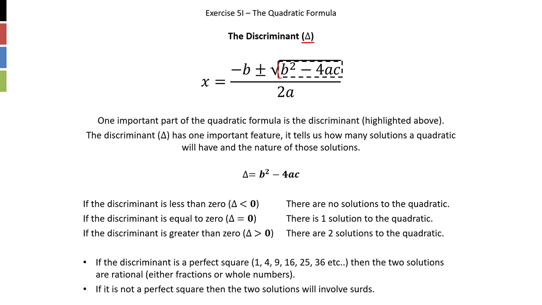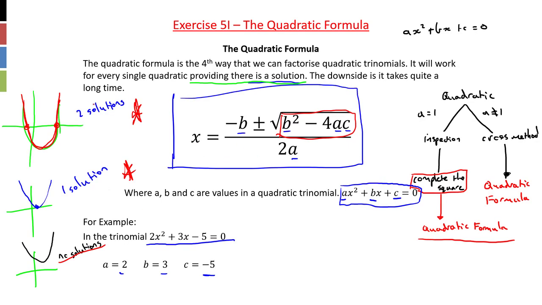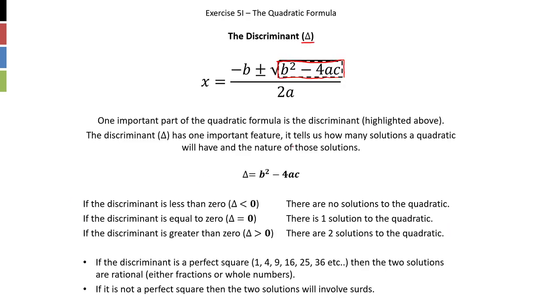So here, this bit here, b squared minus 4ac, is called the discriminant. It tells us, as I was talking about over here, if we're going to end up with two solutions, one solution, or no solutions. So our discriminant is equal to b squared minus 4ac. It doesn't include the square root sign. We don't include the square root sign.